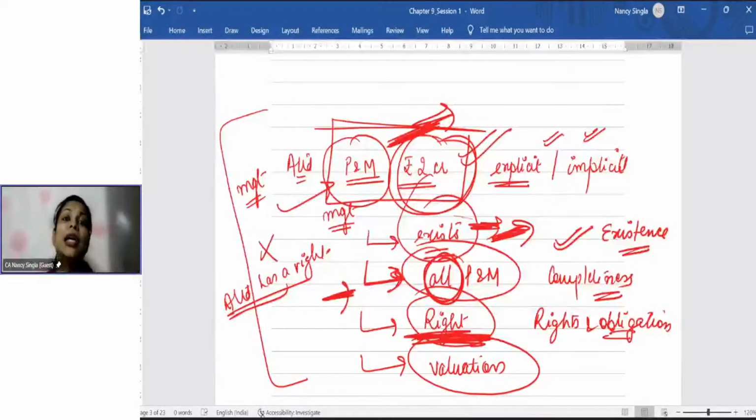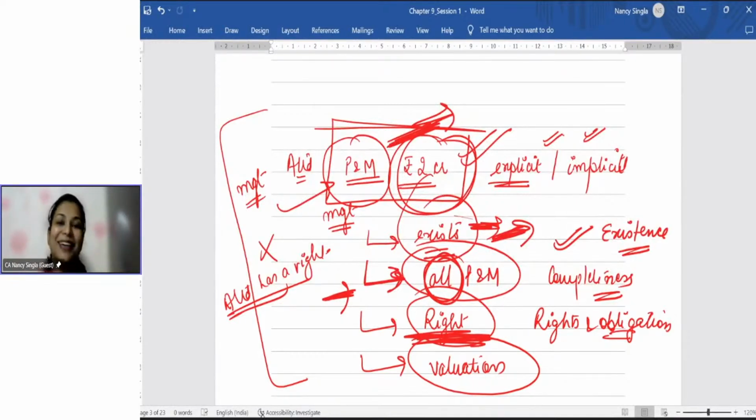I, as an auditor, will obtain comfort with respect to all the assertions of all the items in the financial statement by performing what? Audit procedures. Having obtained such comfort with respect to all the assertions, I will be in a position to give my opinion on the financial statement as a whole.